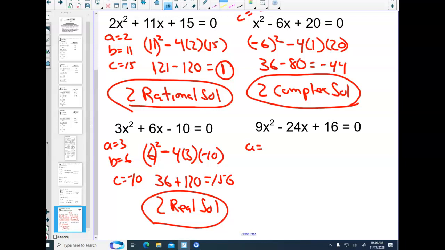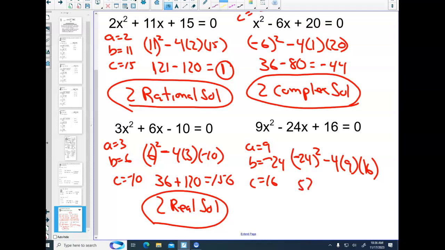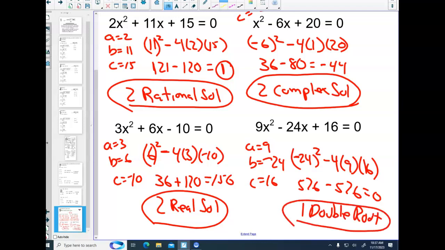Finally, A equals 9, B equals negative 24, C equals 16. Negative 24 squared minus 4 times 9 times 16. Negative 24 squared is 576. 36 times 16 is 576. And 0 is our answer. And that leaves us with 1 double root. Whenever the radical equals 0, we get 1 double root. And that's our answer.